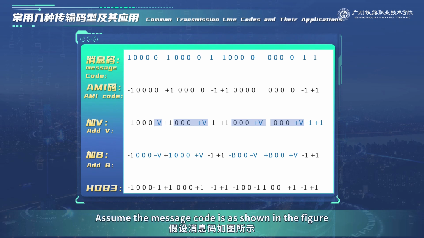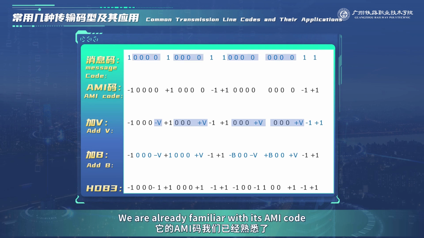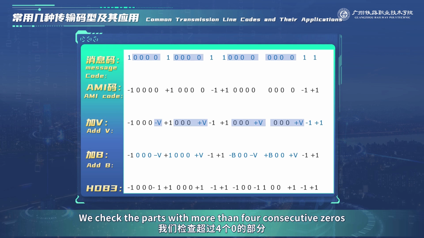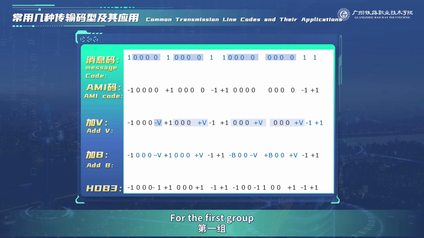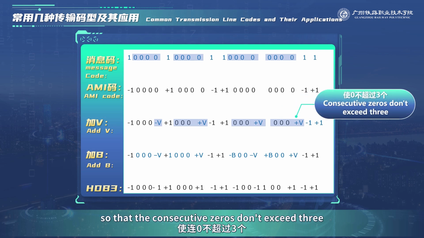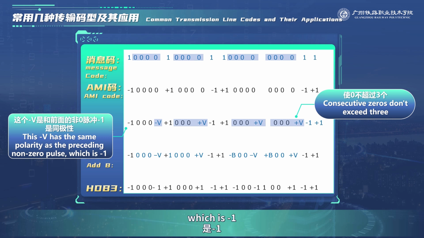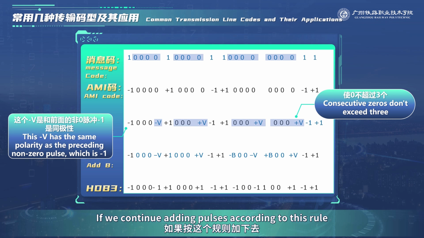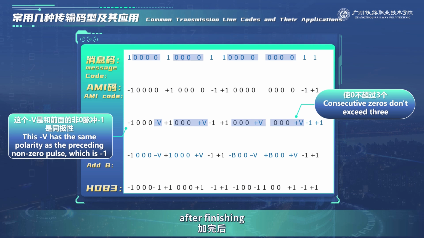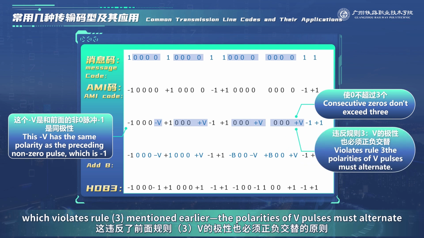Sure. Assume the message code is as shown in the figure. We are already familiar with its AMI code. We check the parts with more than 3 consecutive zeros. For the first group, we add a violation pulse, -V, so that the consecutive zeros don't exceed 3. This -V has the same polarity as the preceding non-zero pulse, which is -1. If we continue adding pulses according to this rule, after finishing, we find there is a -V, followed by 3 consecutive plus Vs, which violates rule 3 mentioned earlier.